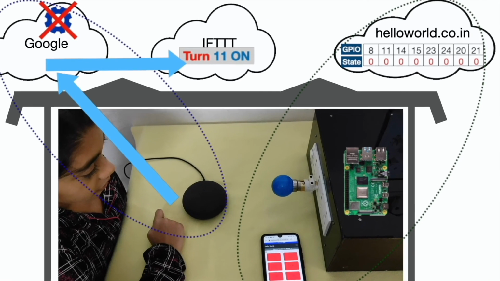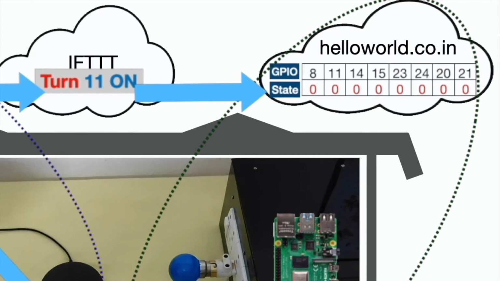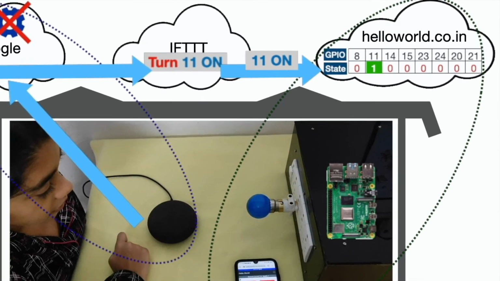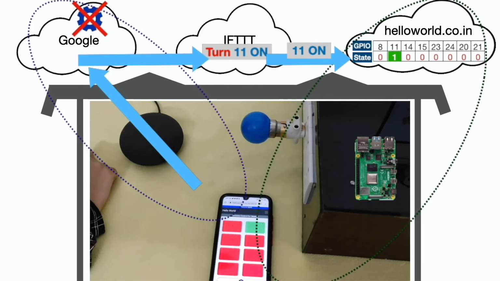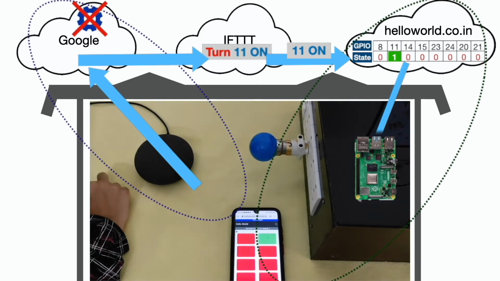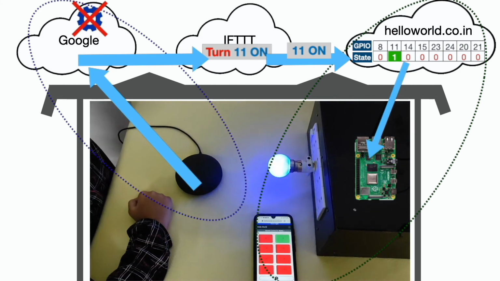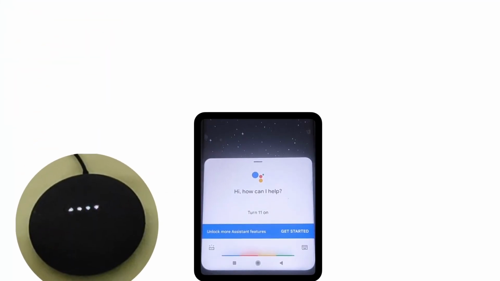The web request contains your identity and the text you spoke after the keyword. Based on this information, the state of GPIO pin of your Raspberry Pi is altered in the cloud. Now when your Raspberry Pi fetches the GPIO pin state data from cloud, it turns on or off the respective pin. So go ahead and make your Google Assistant work for your Raspberry Pi projects.